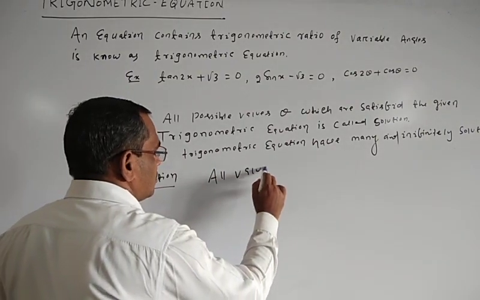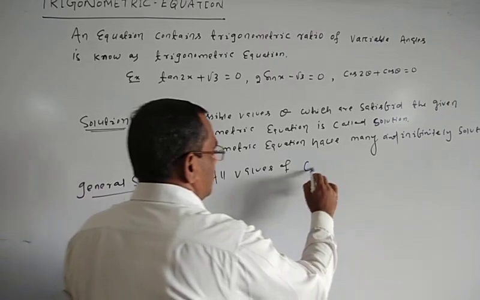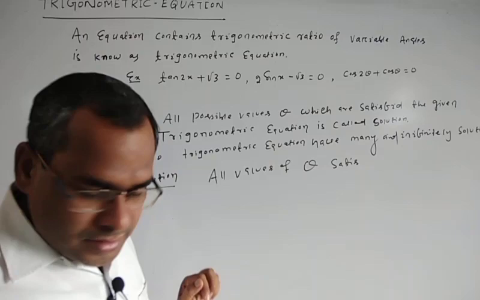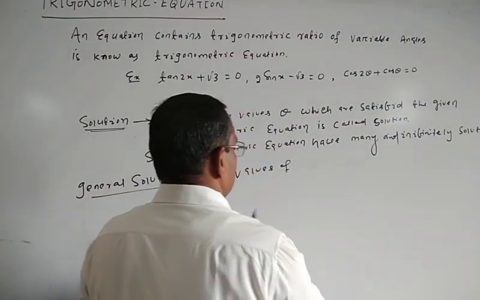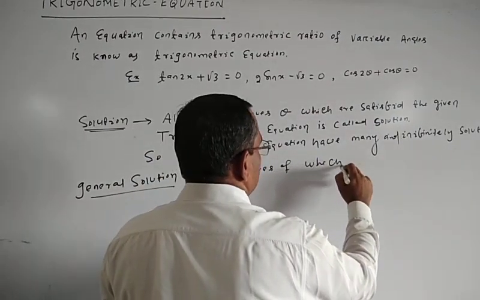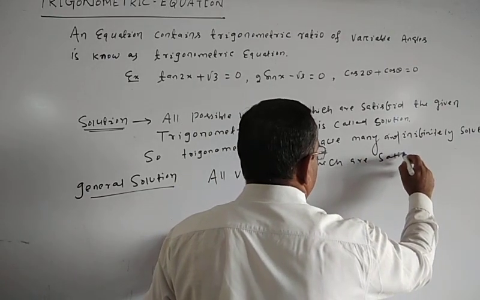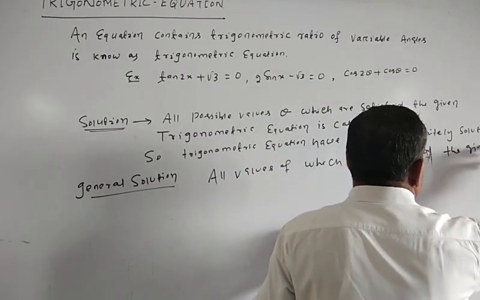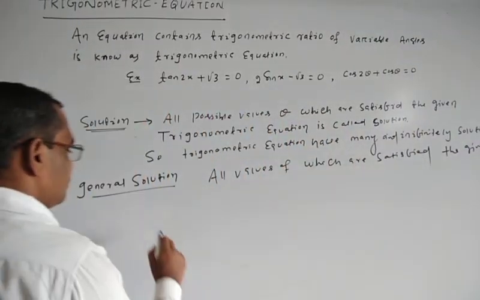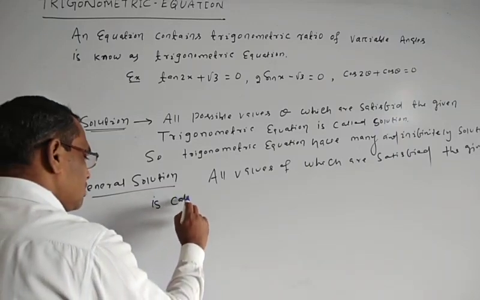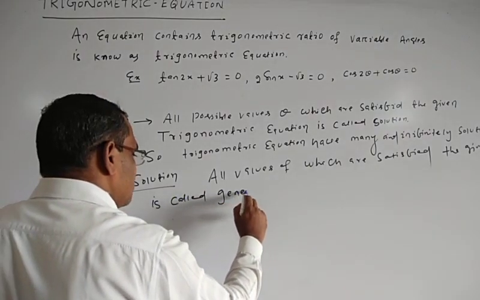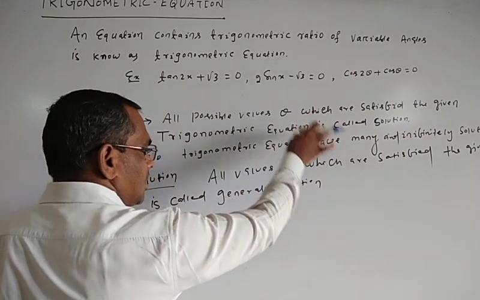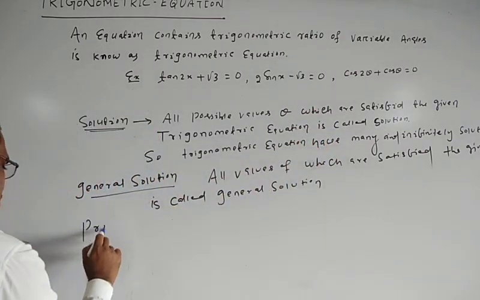All values of theta which satisfy the equation are called the general solution. Okay, this solution is also known as a general solution. Next, the principal solution.